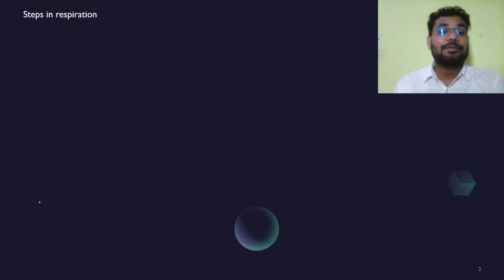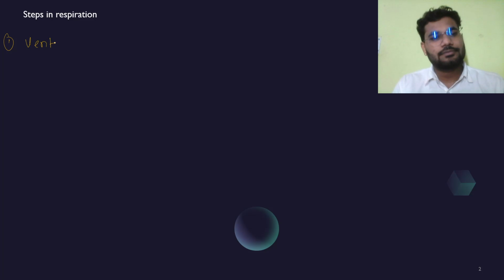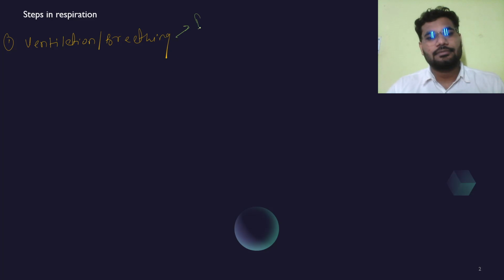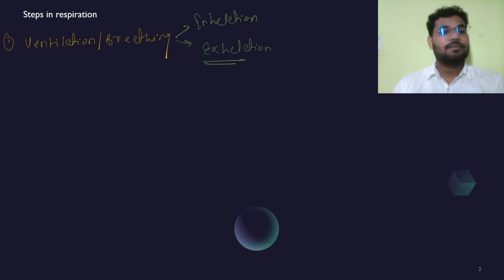So the first step is inhalation of air. The first step of respiration is ventilation, or what we so-called breathing. Now this breathing involves both the things. That means it involves inhalation, and it also involves exhalation. So ventilation, breathing involves both inhalation and exhalation.